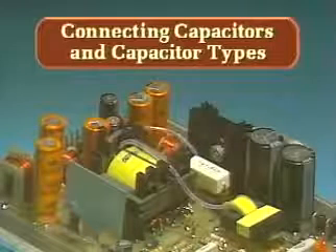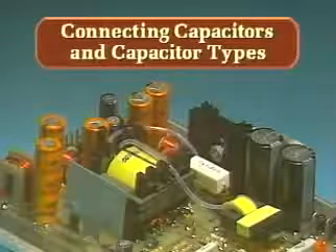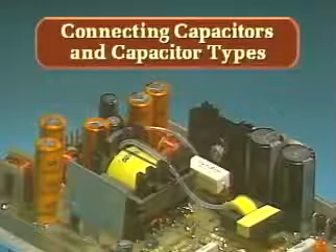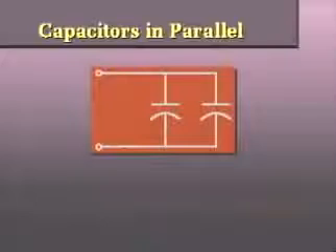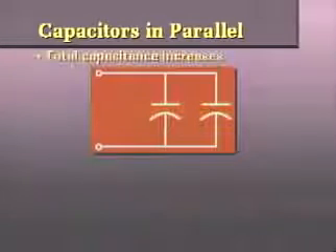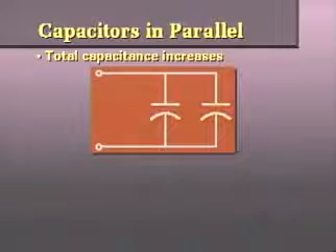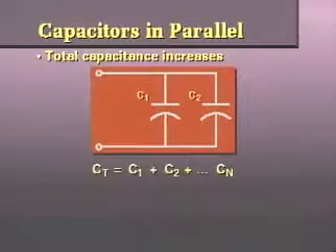Finally, let's see what effect connecting capacitors has on a circuit and see what the different types of capacitors are. Like other electronic components, such as resistors and inductors, capacitors can be connected together in circuits. When capacitors are connected in parallel, the total capacitance increases because the plate area has increased. To find the total capacitance, you simply add the individual capacitances together. This is expressed by the formula C sub t equals C1 plus C2 plus C sub n.